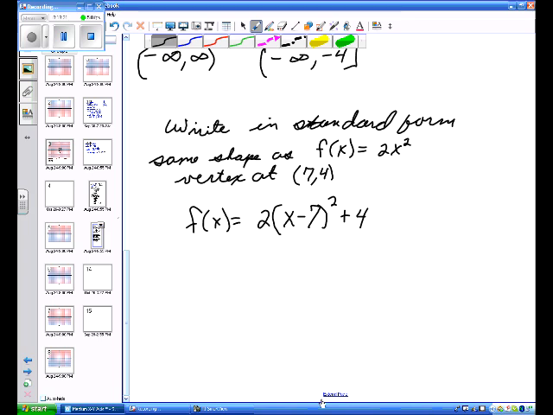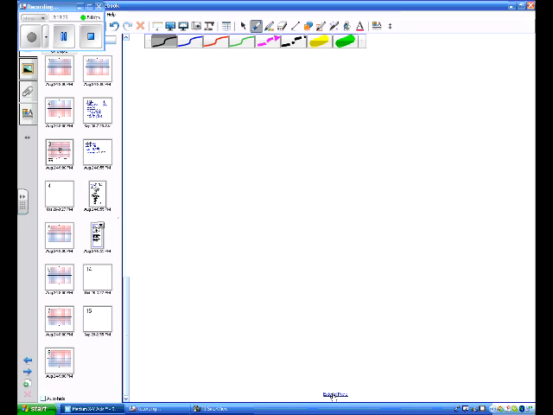And in this case, we want to have the same shape as f of x equals 3x squared. And we want to have a maximum of -7 at x equals 5. We want to have a maximum.